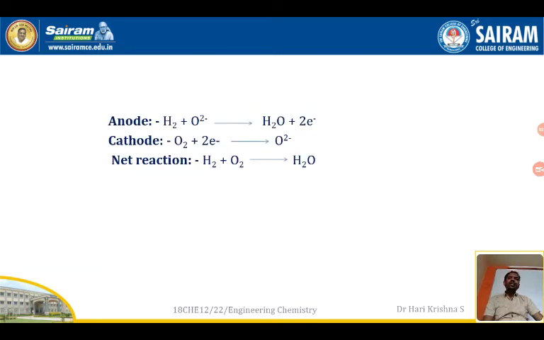The electrochemical reactions which occur in solid oxide fuel cell are: at anode, oxidation of hydrogen. Hydrogen in the presence of O2 minus undergoes oxidation to give water, whereas oxygen, which is the reactant at cathode, undergoes reduction, accepting the electrons liberated at anode to give O2 minus. The net reaction is H2 plus O2 giving water. The water is once again non-toxic and eco-friendly.